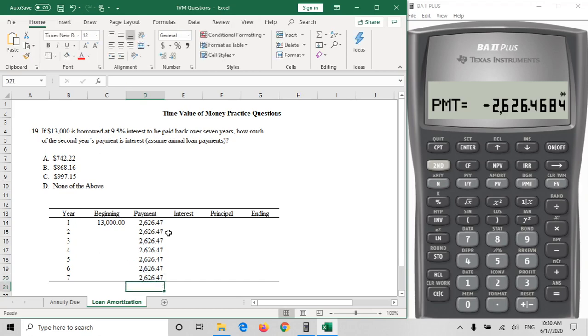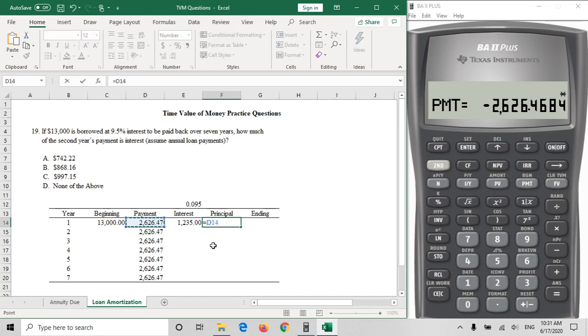So we already calculated the payment. What is our interest? How to calculate the interest? Here, our discount rate is 9.5%, right? So how to calculate our interest? Our beginning balance multiplied by the interest rate. So this will be our interest.